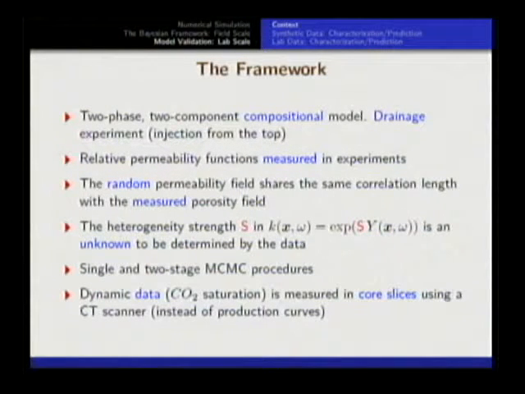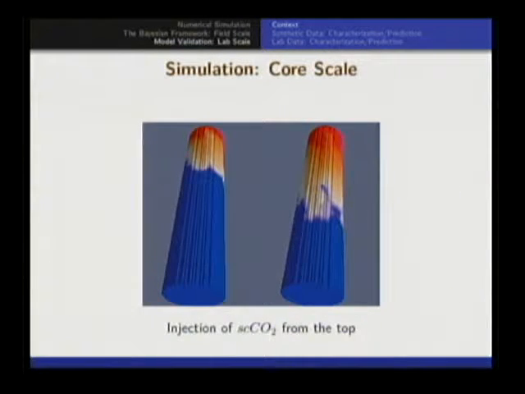We are looking at a 2-phase, actually 3-component compositional model in the drainage. As I mentioned, we know the porosity, and permeability is the unknown in this case. We assume that they share the same correlation structure, but not the strength. So S, the strength of the permeability field, is also to be determined by the data. We have attempted single and two-stage procedures, and the dynamic data comes from core measurements. The compositional simulator has been adapted to run the core geometry.